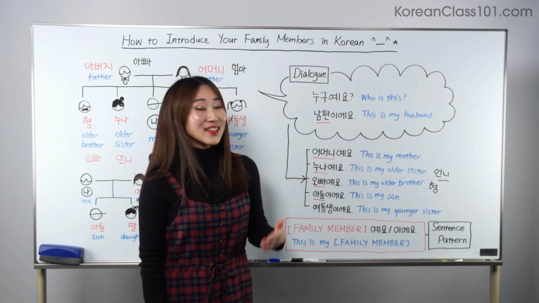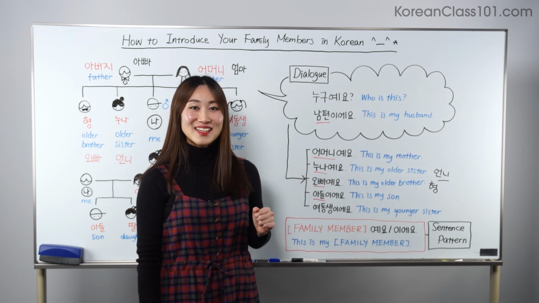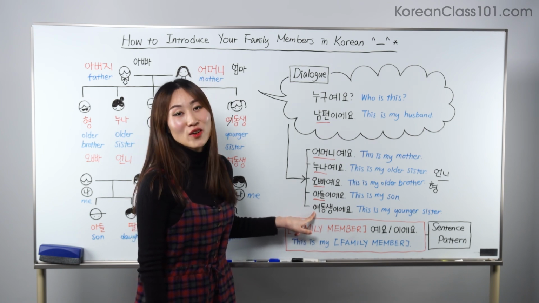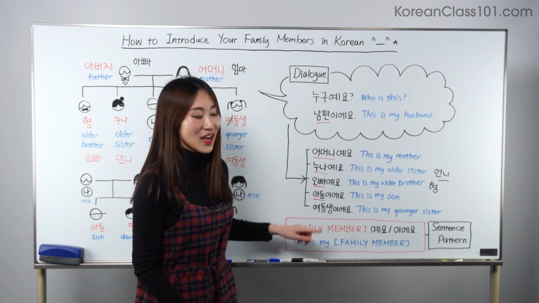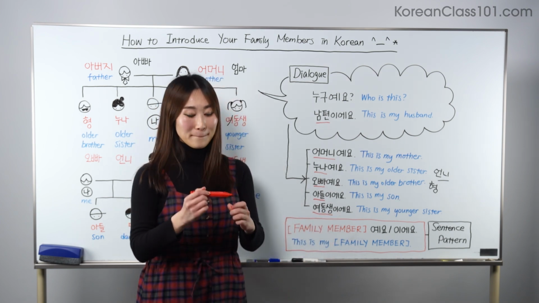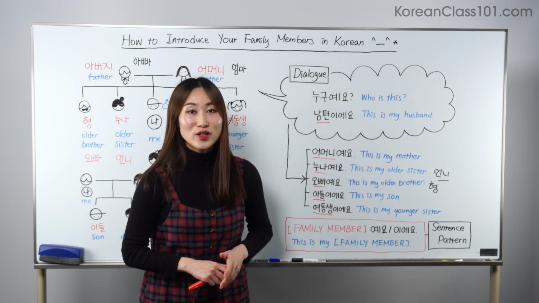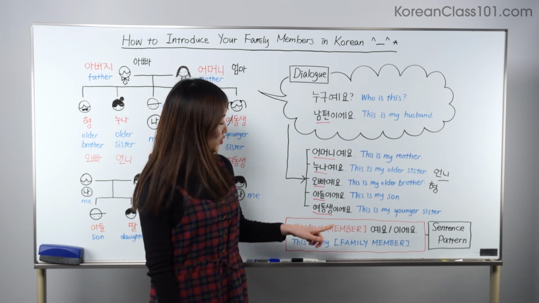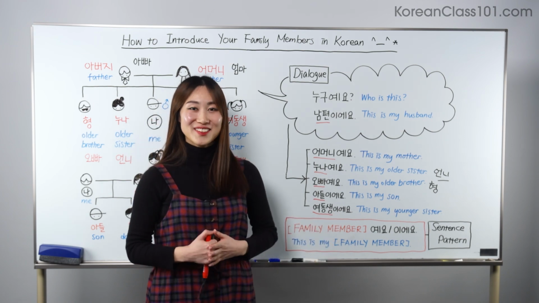If you want to say this is my younger sister, then it will be 여동생이에요. 여동생 means my younger sister. 여동생 ended with a consonant sound, right? So we are using 이에요 here.